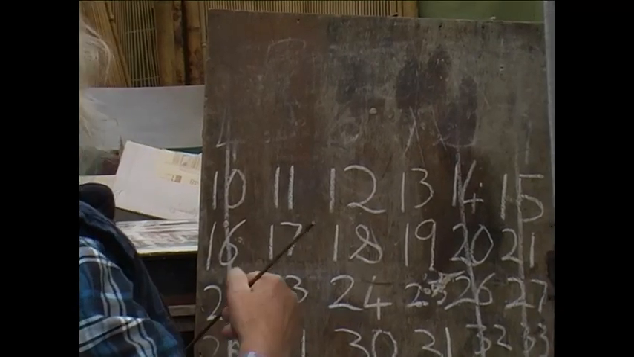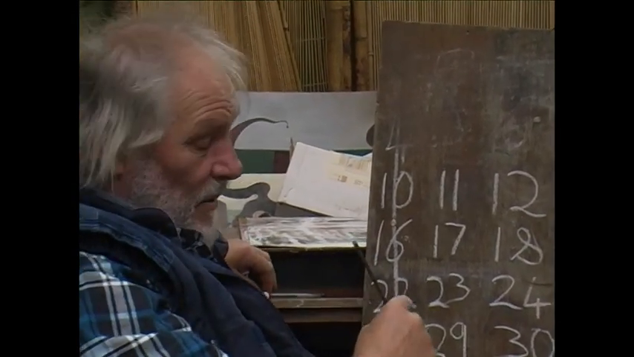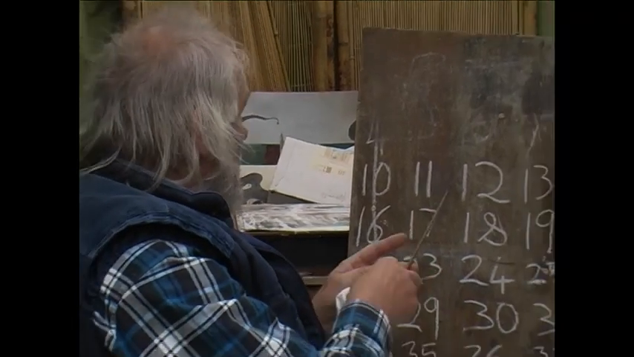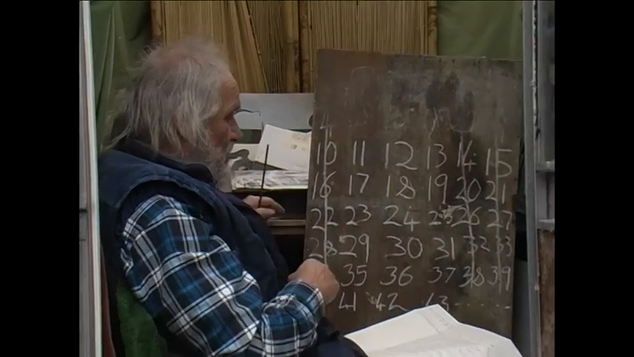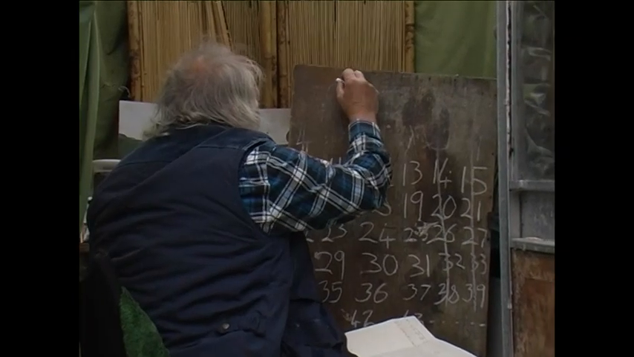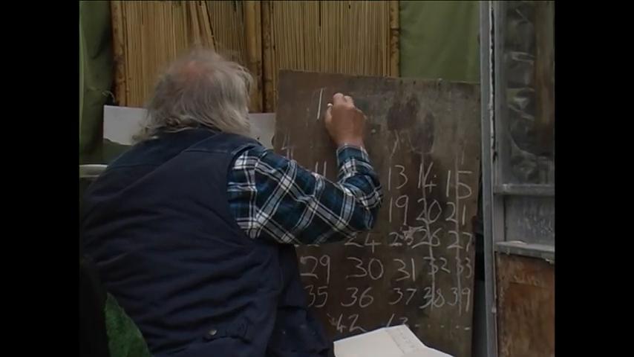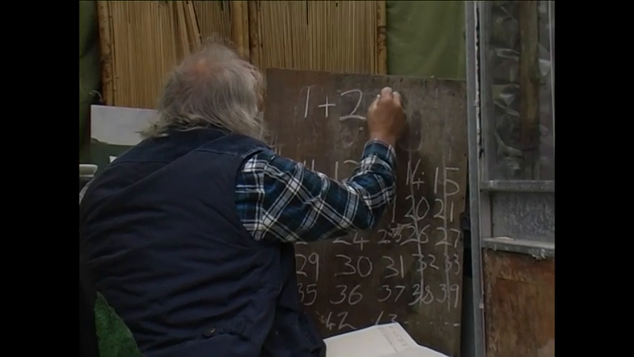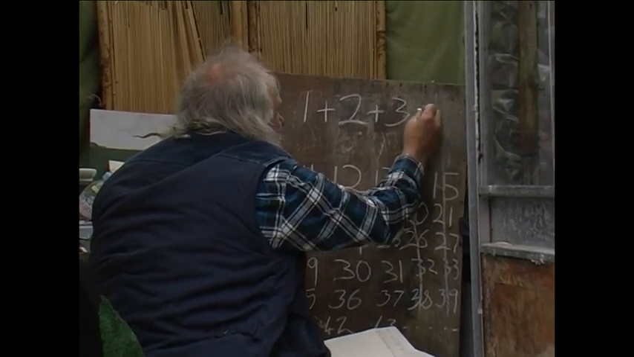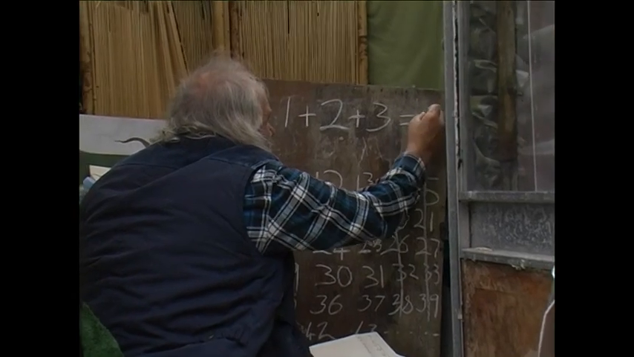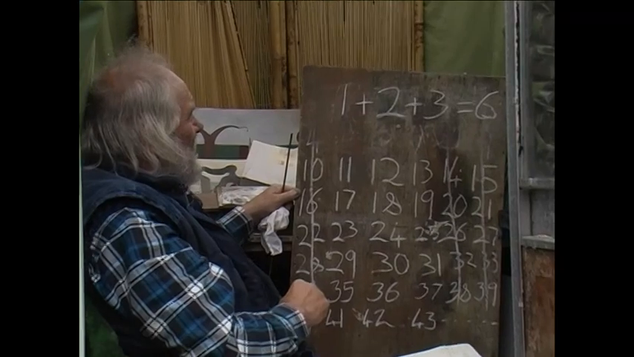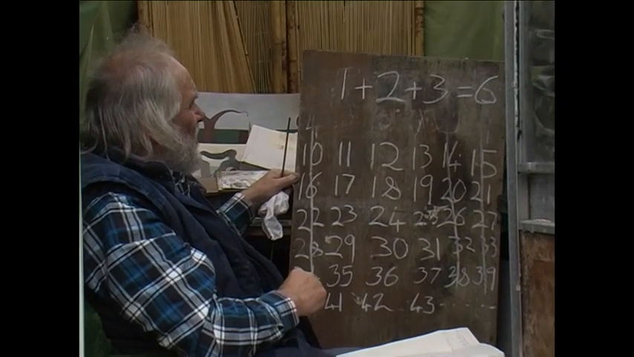One of the properties of 6 is that it is a perfect number, by which we mean that when you add up its divisors, which are 1, 2 and 3, they're equal to 6. Oh, is that what a perfect number is? That's what a perfect number is.